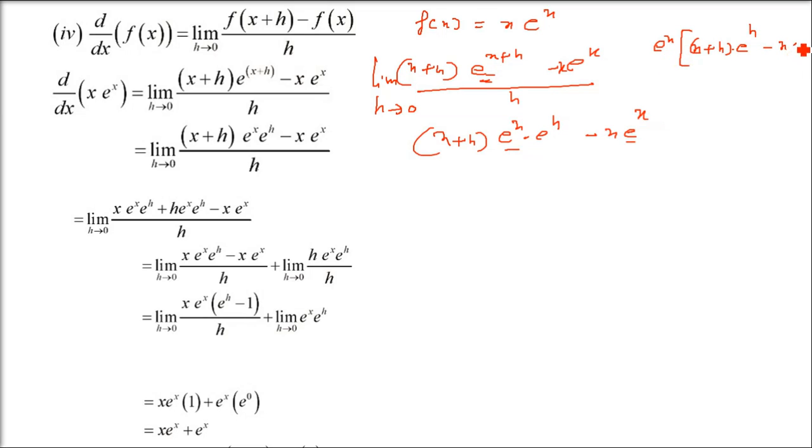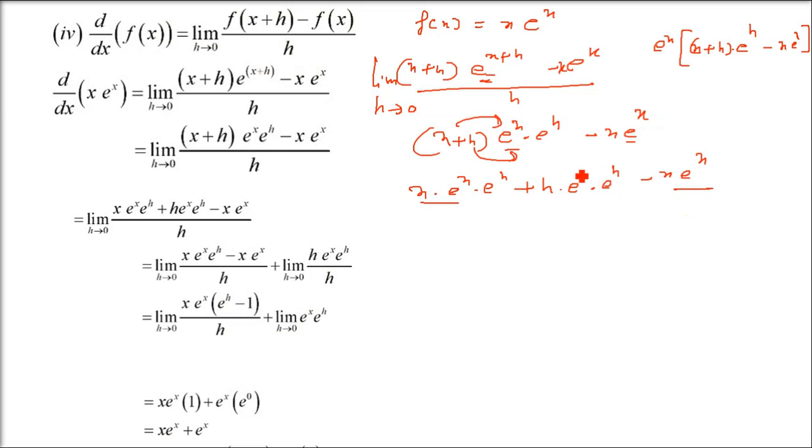So I'm not getting that much help from doing this. So better is to multiply this x plus h with e^x e^h. Multiply this now. So what do you get? x e^h plus h e^x e^h minus x e^x, and this is divided by h. I'm doing h later.